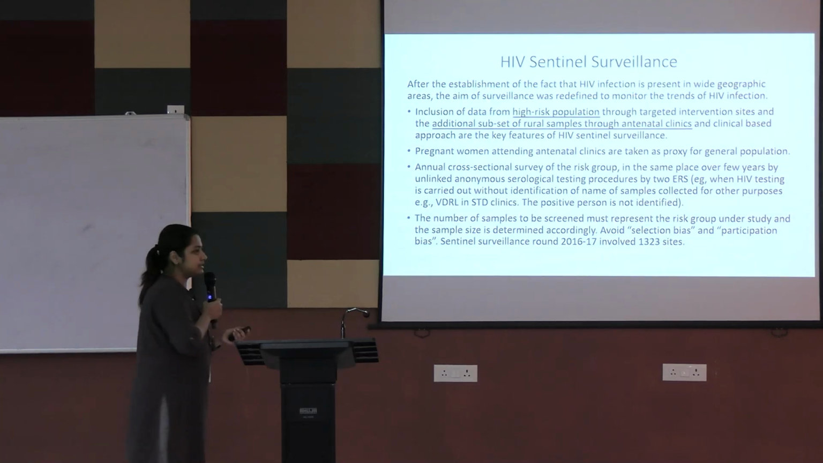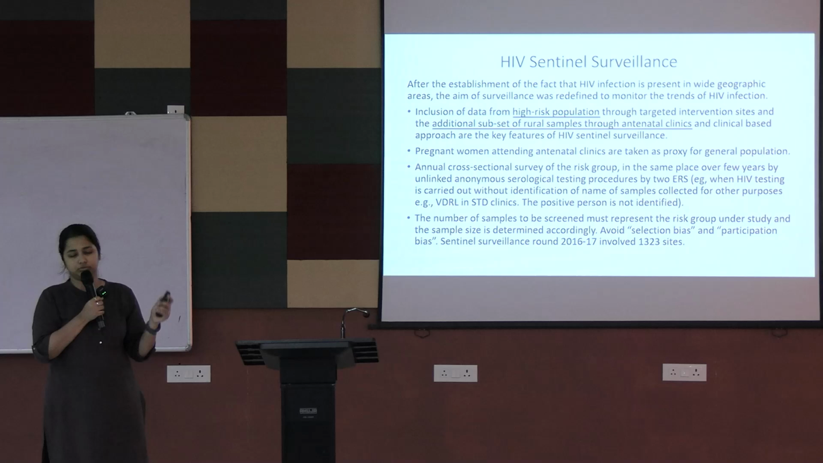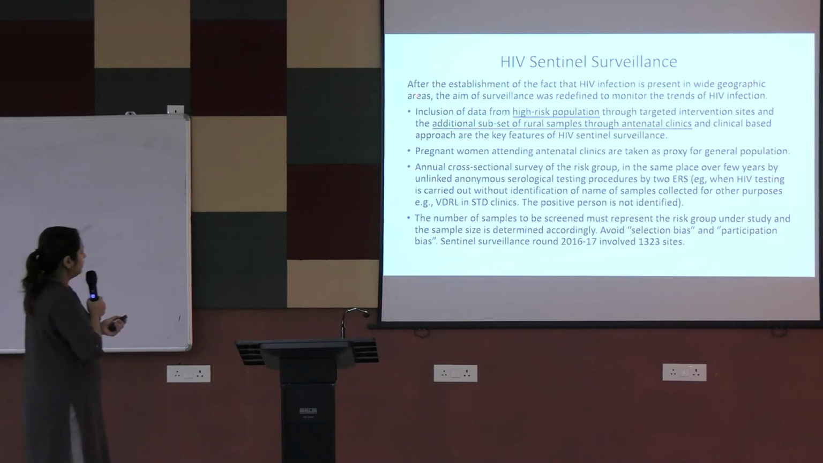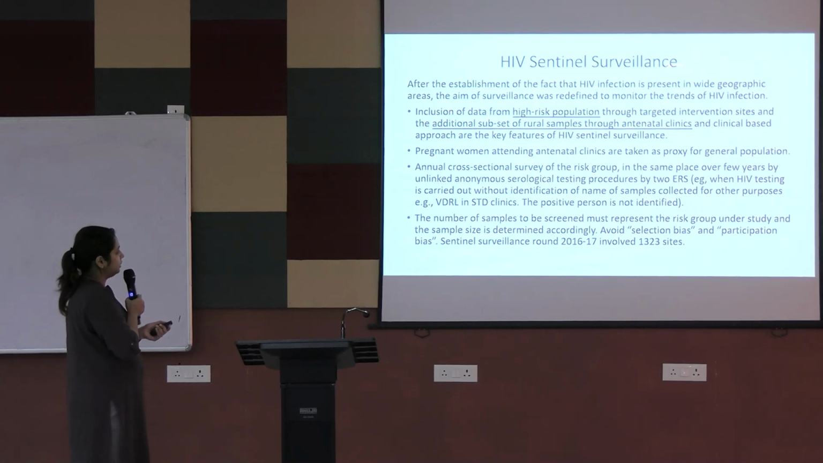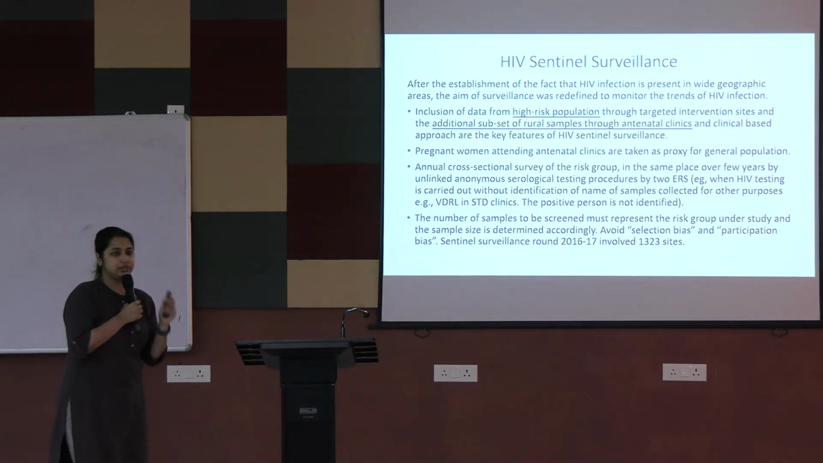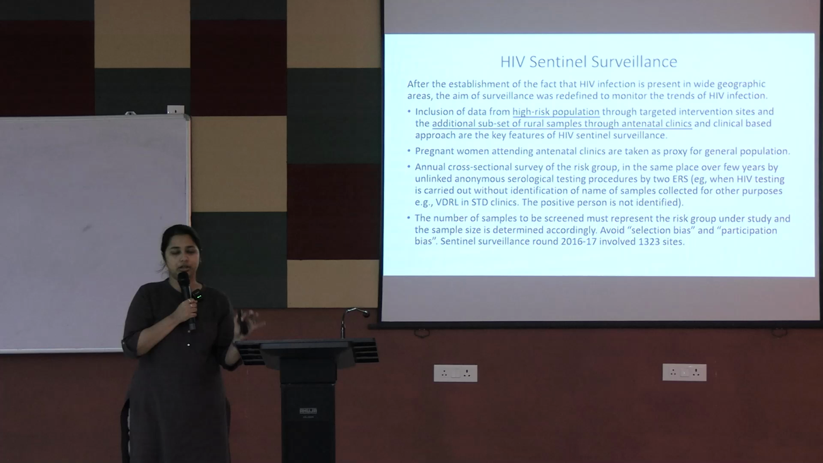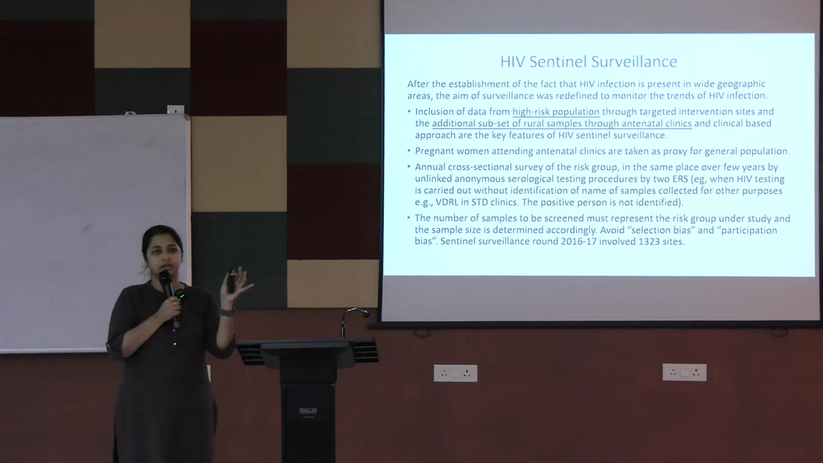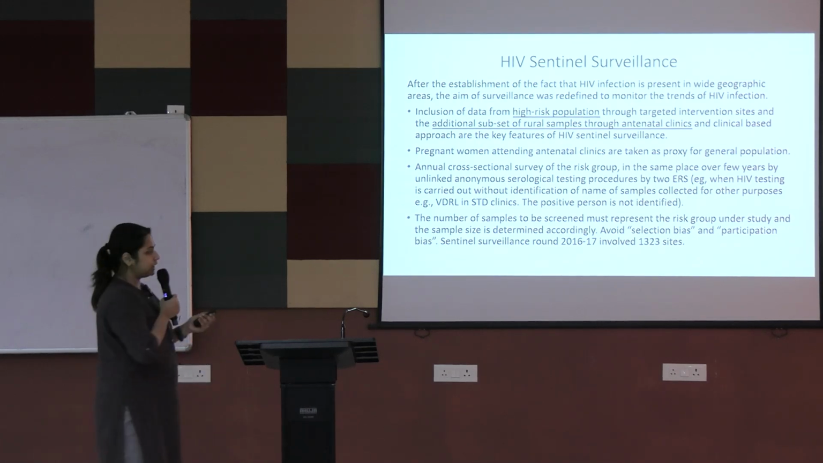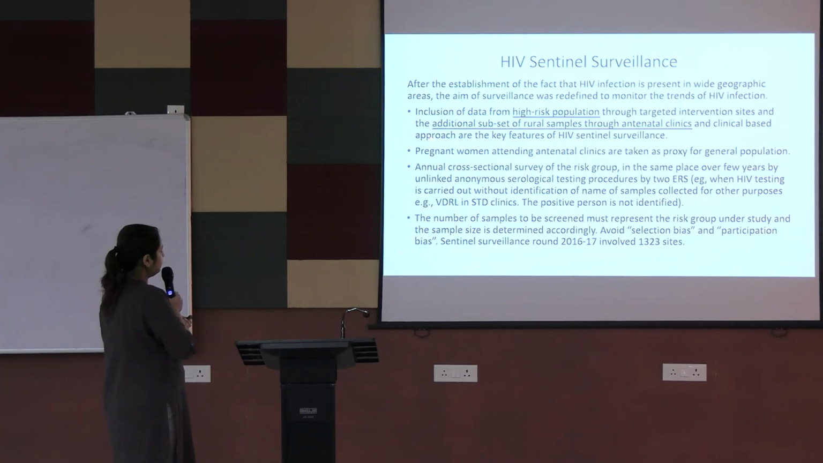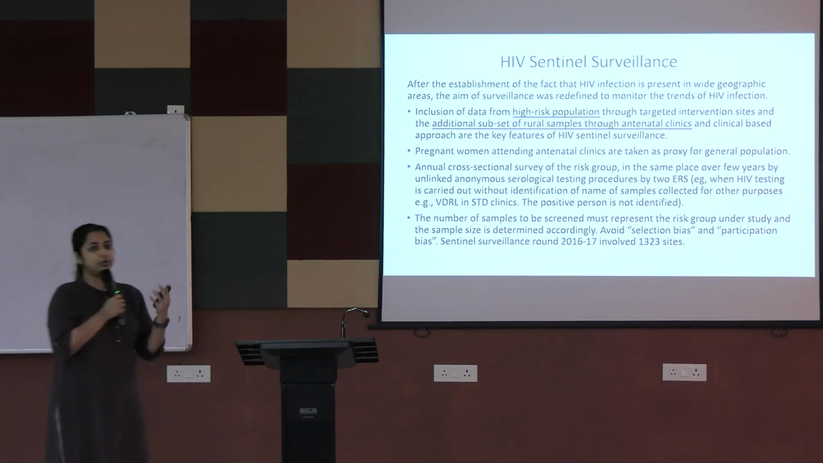Sentinel surveillance itself is a very important topic, and a short note. After the establishment of the fact that HIV infection is present in the population in a wide geographic area, the aim of the surveillance was redefined to monitor the trends of HIV infection. It means we know that HIV is there, now we have to monitor the trends in the population, that is, whether it is increasing or decreasing, or in which groups it is more prevalent or less prevalent. So first of all, where do we get this data?